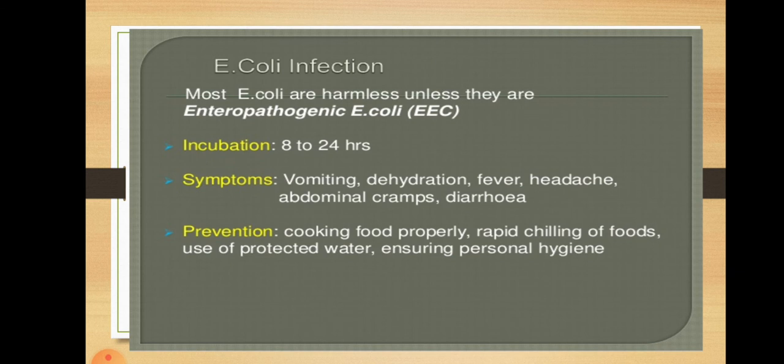The next type of bacterial infection is caused by Escherichia coli. Escherichia coli are harmless unless they are enteropathogenic Escherichia coli. The incubation period is 8 to 24 hours. Symptoms are vomiting, dehydration, fever, headache, abdominal cramps and diarrhea. Prevention is cooking food properly, rapid chilling of foods, use of protected water, ensuring personal hygiene.